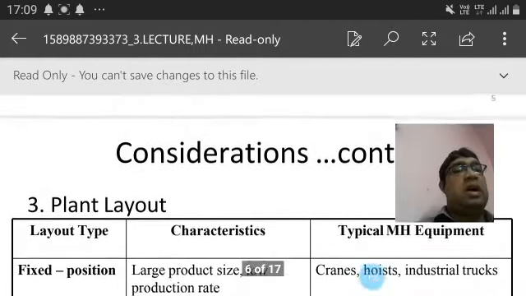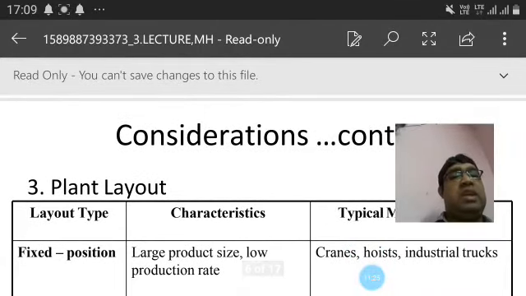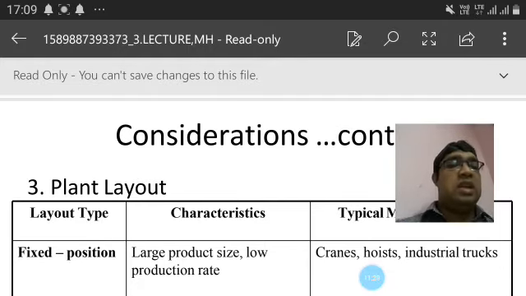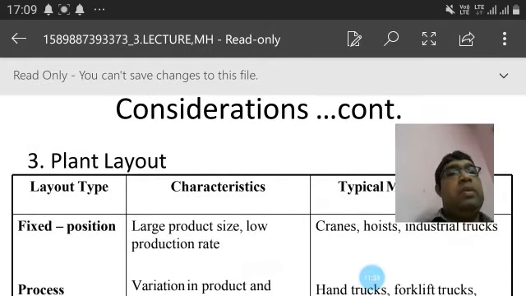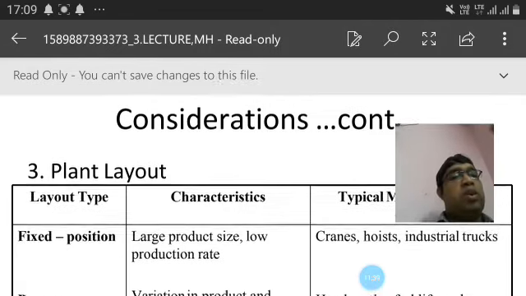Another thing is that the plant layout will be considered: the layout types, characteristics, and the typical material handling equipment. Basically, the fixed position layout will be considered for large product size and low production rates. A few times you can consider the plant layout characteristics to be large product size and low production rates.